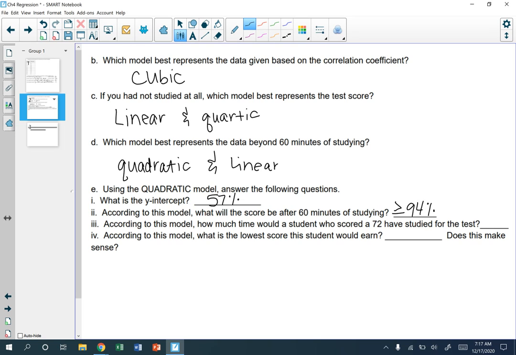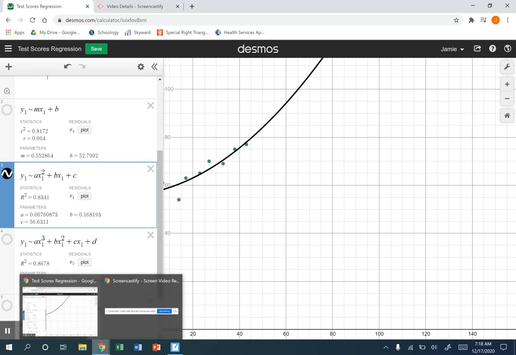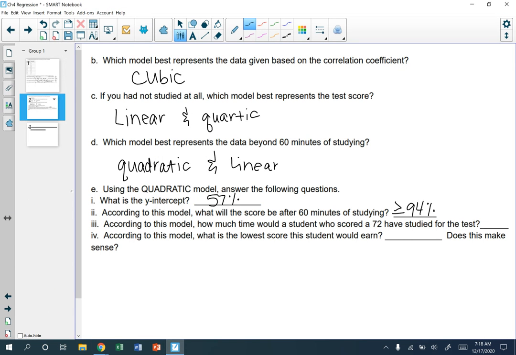Okay, according to this model, how much time would a student who scored a 72 have studied? So that means we're going to go ahead and look at the y-axis, and we're looking for y equals 72. Oh, right there. So let's get as close to 72 as we can. Right there. So about 35 minutes, right? It was 35.3 there. So we're going to go ahead and say 35 minutes. And that's because the x-axis is time studied and y-axis is test scores.